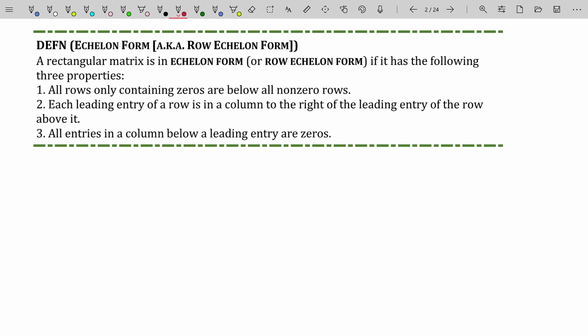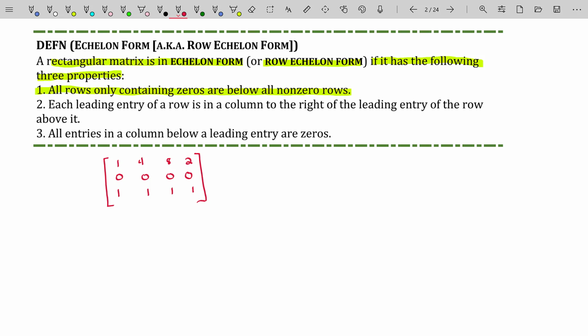Now that we have the leading entry out of the way, and sometimes I'll slip up and call that the leading term, that's just a habit from teaching algebra for years, but leading entry is really what it would be called in a matrix. Now we can start talking about the echelon form of a matrix, or sometimes it's called the row echelon form of a matrix. A rectangular matrix is in echelon form, or row echelon form, same thing, if it has the following three properties. The first property: all of the rows only containing zeros are below all non-zero rows.